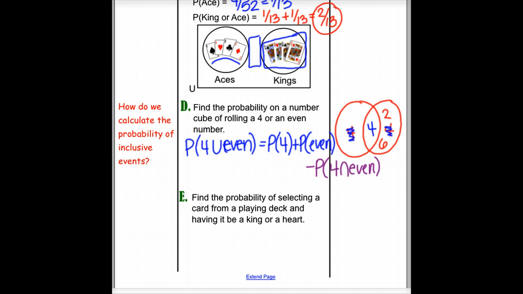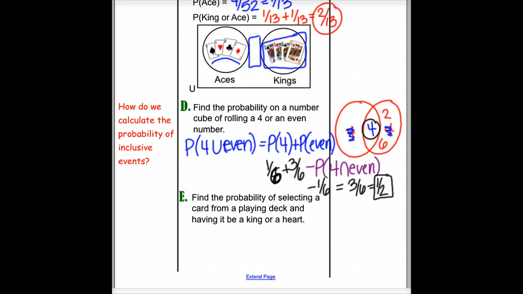The probability of rolling a 4 on a standard number cube is 1 out of, not out of 4, out of 6. The probability of rolling an even, well, that's 3 out of 6. And I like to leave it unsimplified just because we have to add them, which means we have to have common denominators. The probability of 4 and even is 1 out of 6. And so 1/6 plus 3/6 is 4/6, minus 1/6 is 3/6, which equals 1/2. So there's a 1/2 or 50% probability of rolling a 4 or an even number.